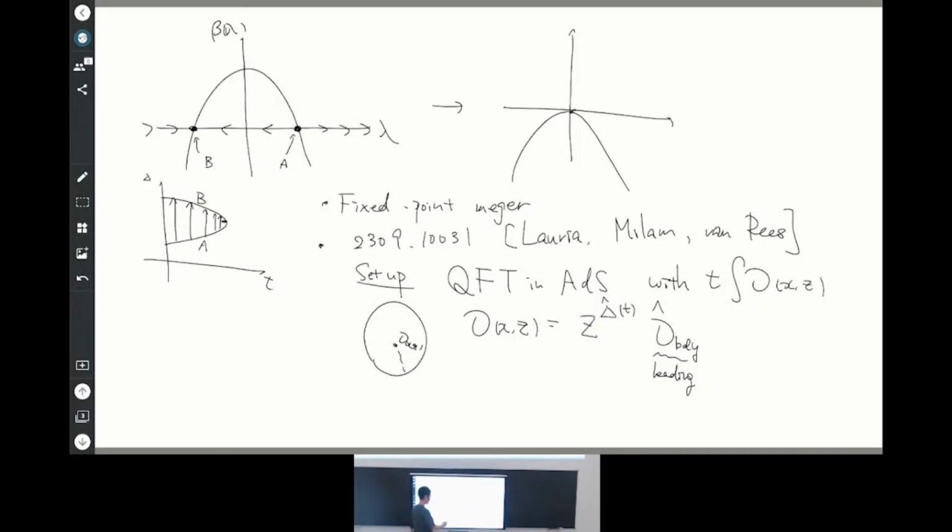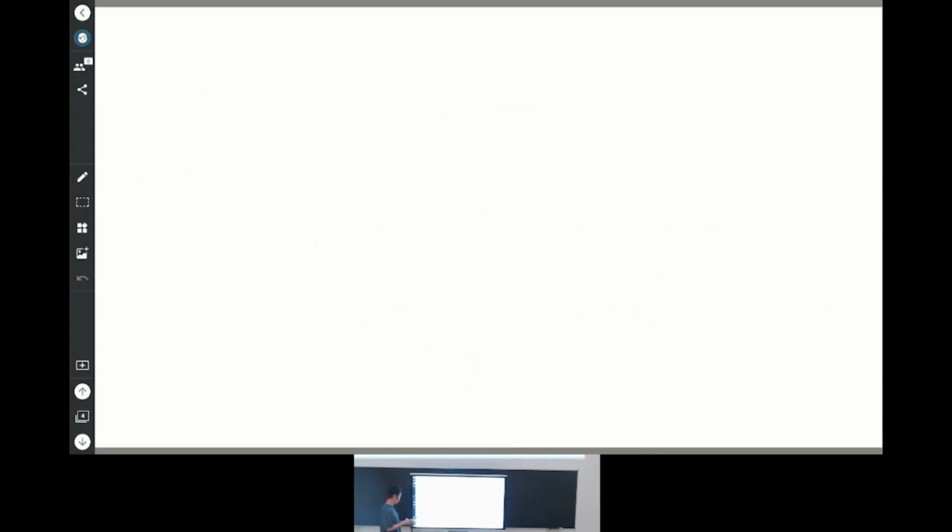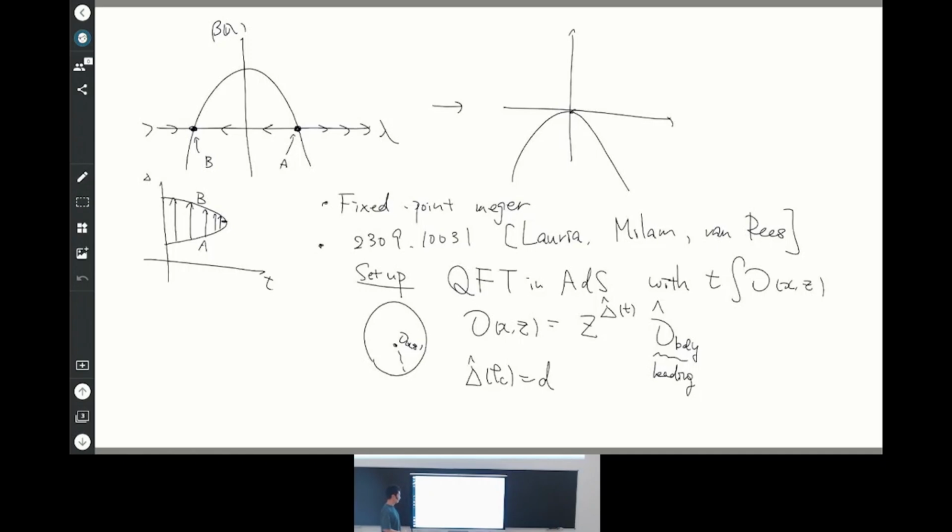And now let's imagine the situation where this delta hat of T hits marginality at some point T_c. And then what they showed is the following. Let's imagine we do have a nice boundary condition preserving AdS isometry at precisely T equals T_c. Then the question they asked is, can you actually preserve this nice property, like AdS boundary condition, when you slightly deform T away from T_c?